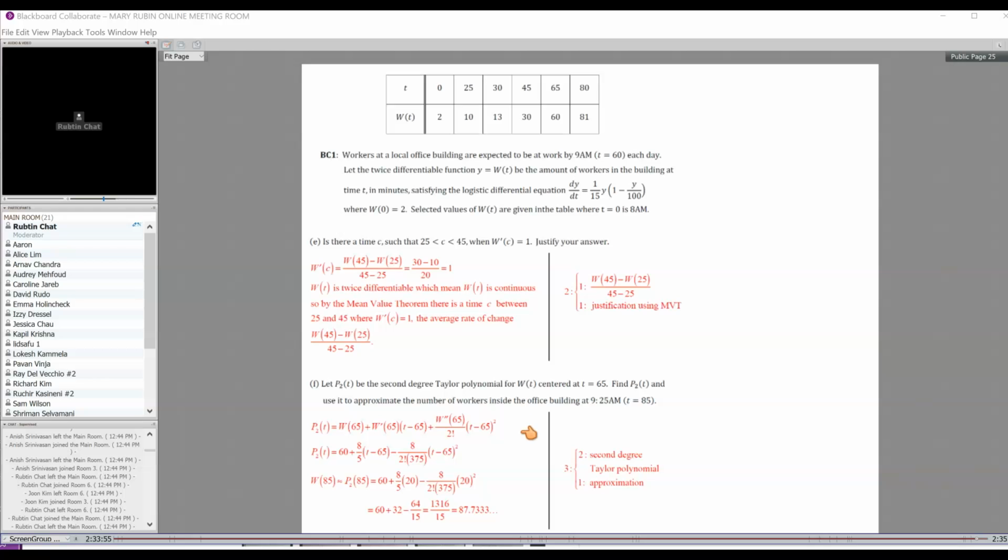Second degree Taylor, you guys rock this. So you take the first, W at 45, first derivative times t minus 65, plus second derivative over 2 factorial times t minus 65 squared. Stop because it wants the second degree. And then it's asking you to find the number of workers inside the building. So you are going to use P2 to find the number inside the building at 9:25. So t equals 85. So you didn't have to figure that out. You plug in 85, and you're going to get 87 point something. Of course, you can leave it here. You don't want to leave the factorials in it, but you can stop right there.